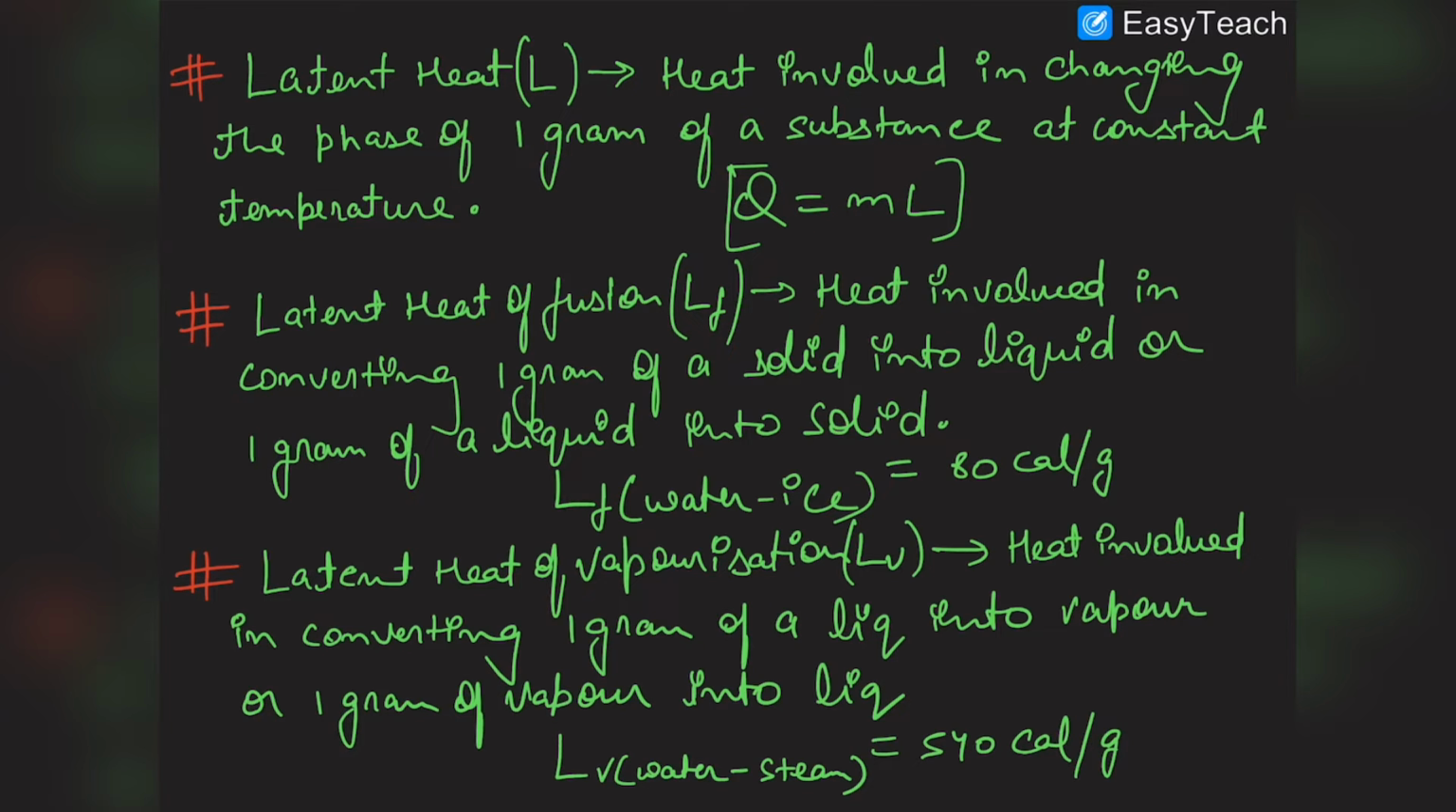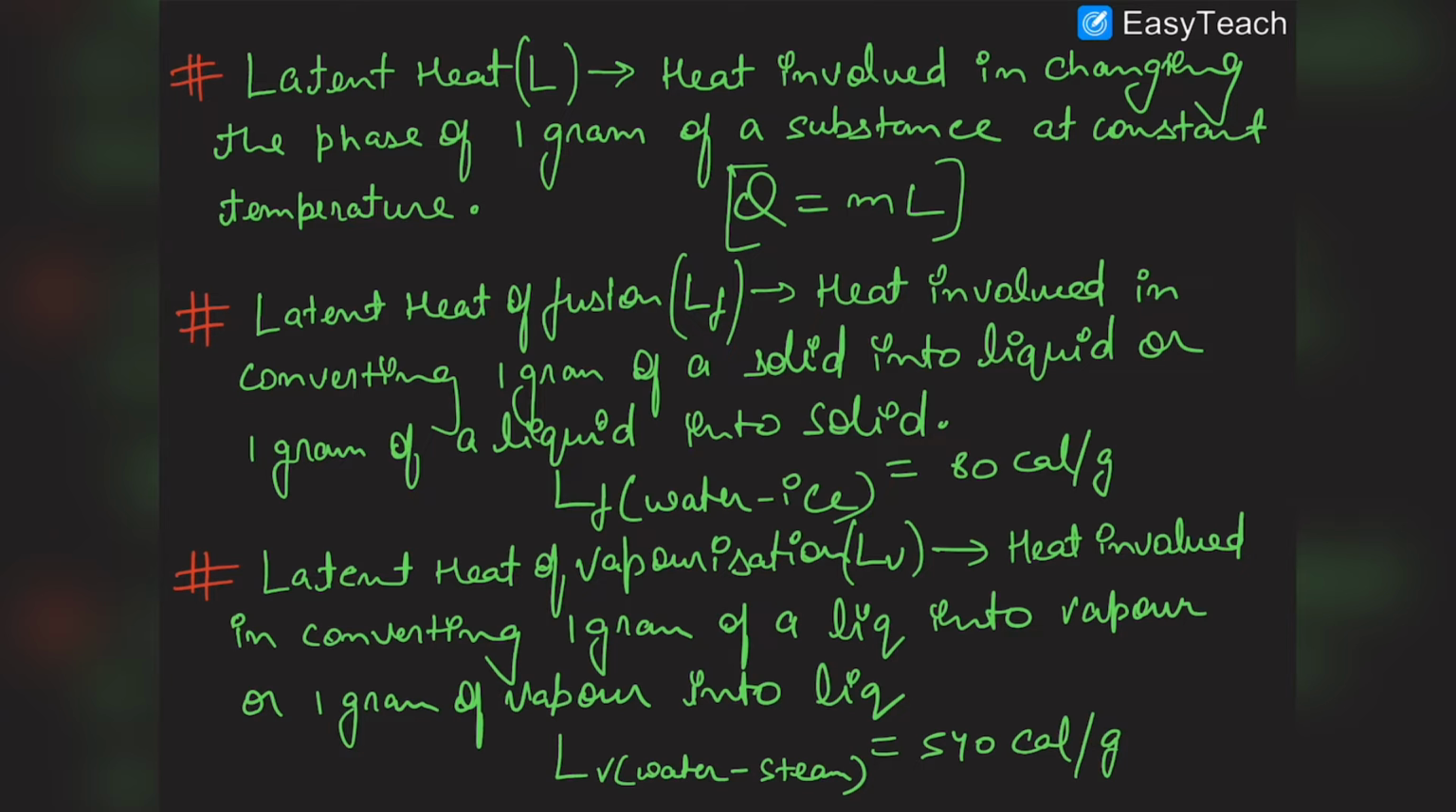Now why am I saying the heat involved? Because when 1 gram of ice melts, it absorbs 80 calorie per gram for melting, and when water freezes, it releases 80 calorie per gram to freeze. So for both of them, we can say that the heat involved per gram is called latent heat.